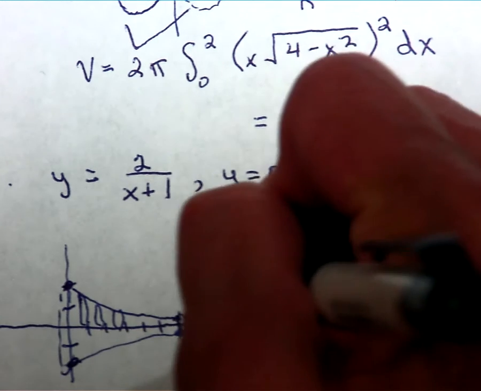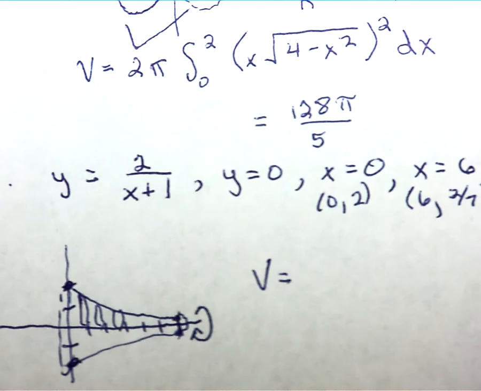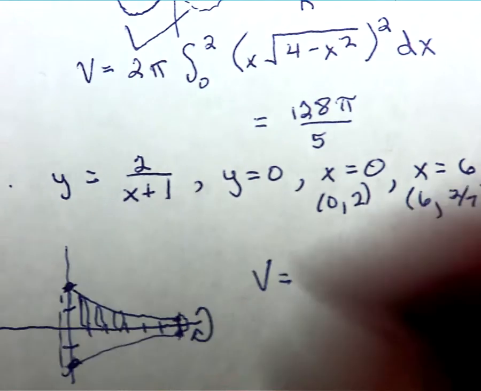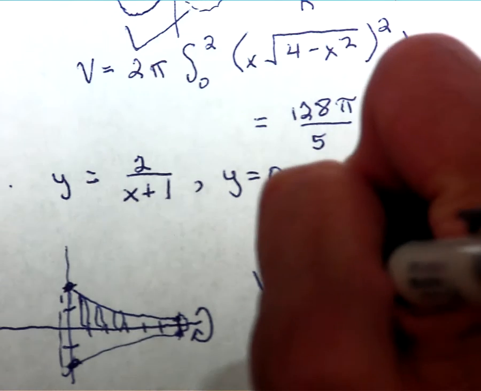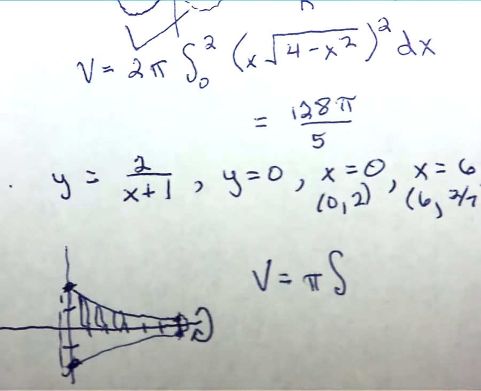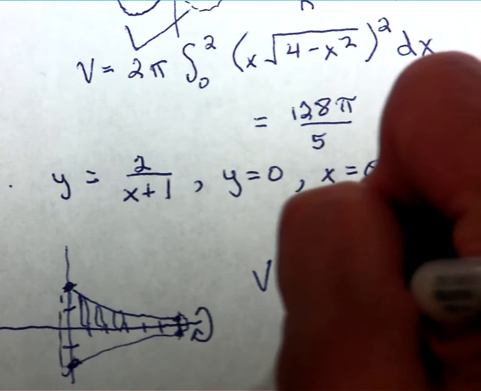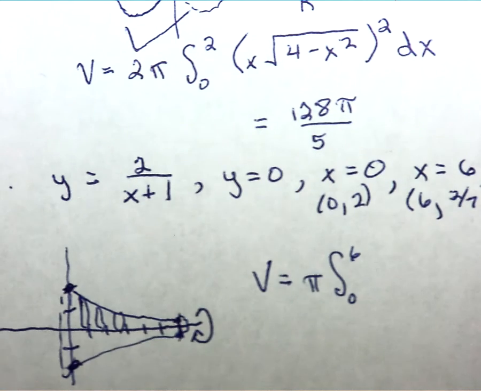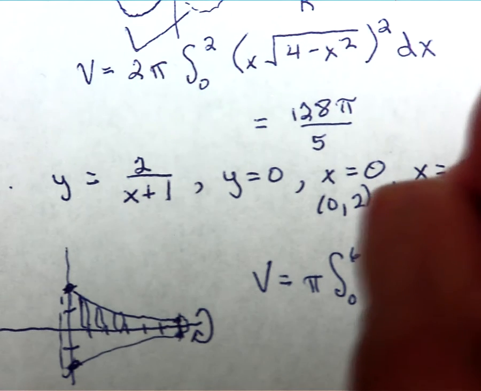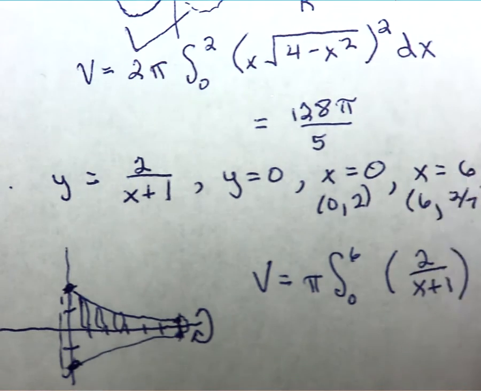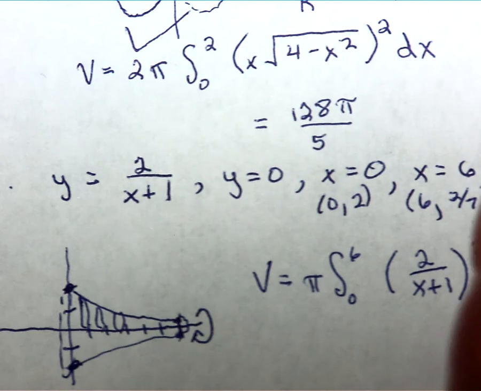So my volume would begin with what? Pi times the integral from 0 to 6 of what? 2x plus 1 all squared, the radius squared, dx.